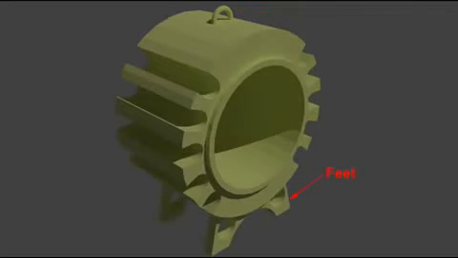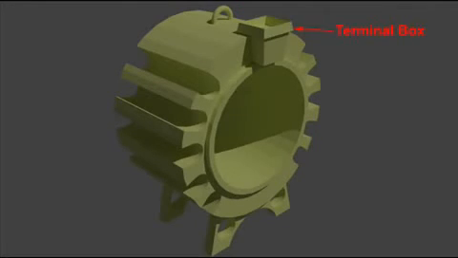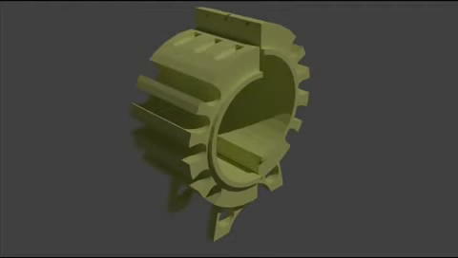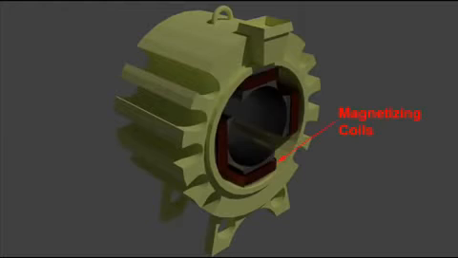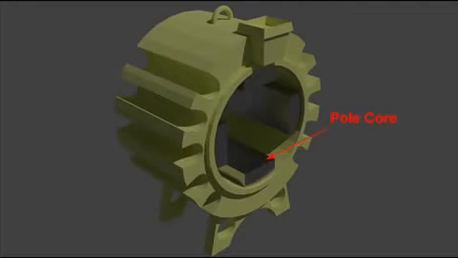Lifting eye, feet and terminal box are welded on the outer surface of the frame. In small machines, the yoke may be of one piece, but for large machines, it is usual to employ a split yoke, the two halves being bolted together. The pole core of a DC machine is usually of circular section and is used to carry the coils of insulated wires carrying the field current. Pole cores are usually not laminated and generally made of cast steel.